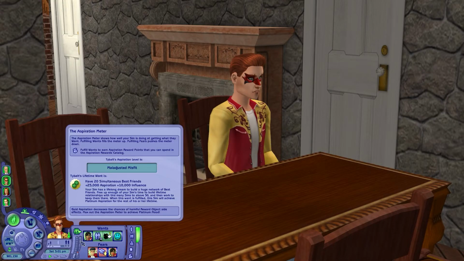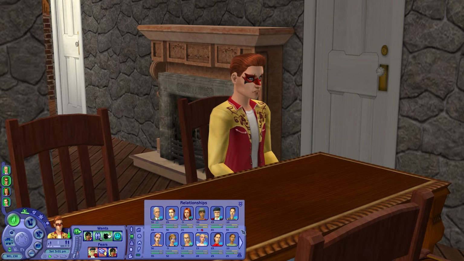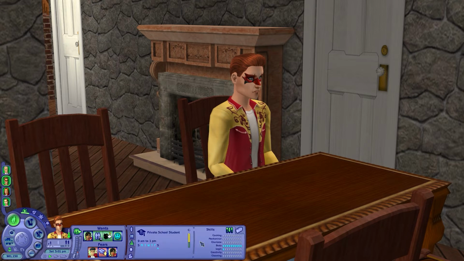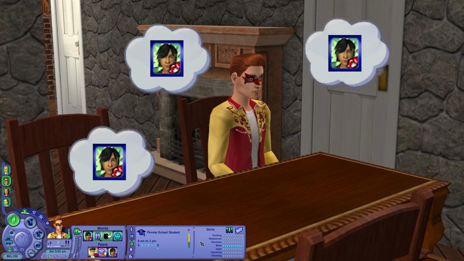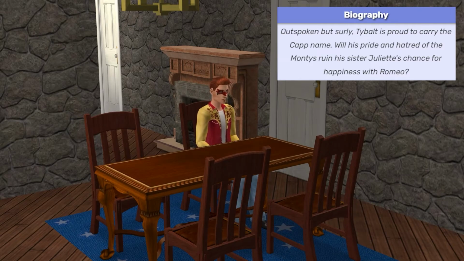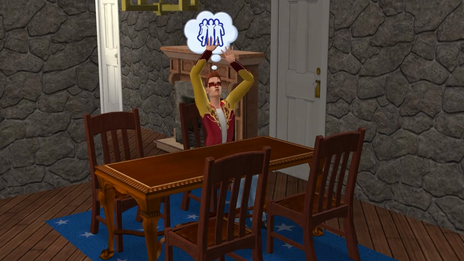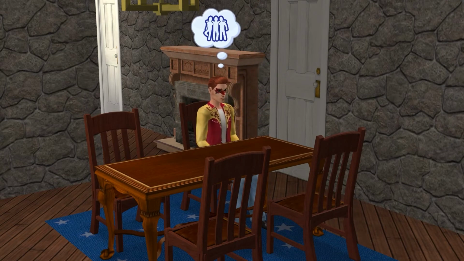When you start playing Veronaville, his aspiration is low, he's a popularity sim with basically no friends, he's doing poorly in school, and he's evidently struggling to contain his murderous impulses. His bio implies that the reason why he hates the Montes so much is because he's very, I want to say, patriotic when it comes to defending his family, and so that's why he's inclined to perpetuate the feud. He just doesn't want to let it go.